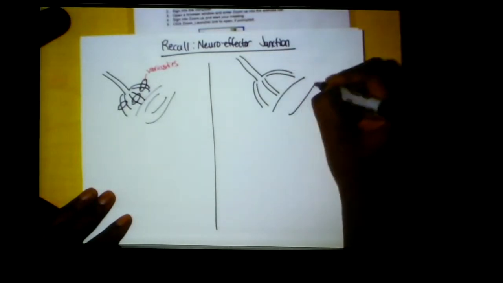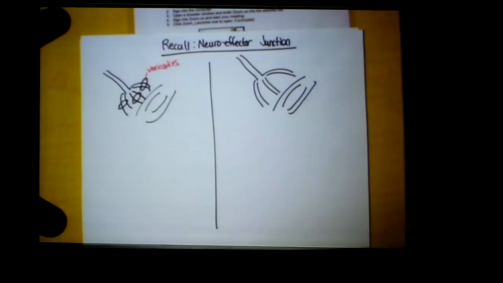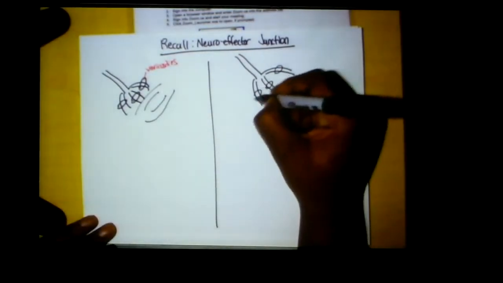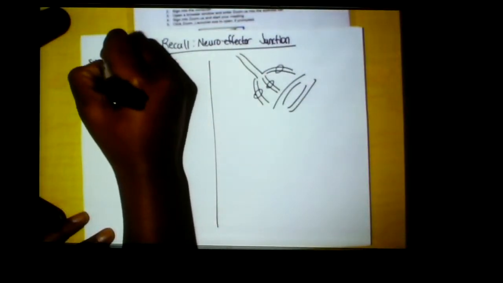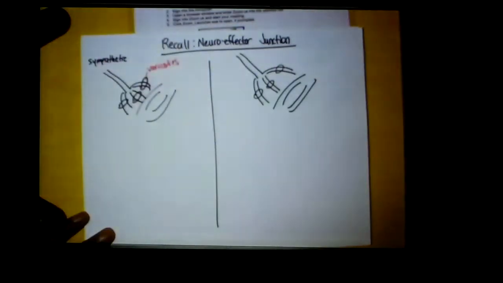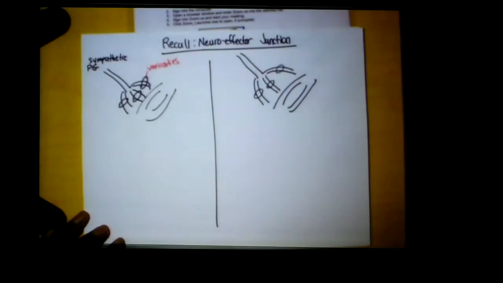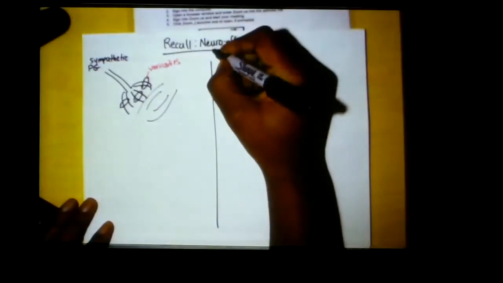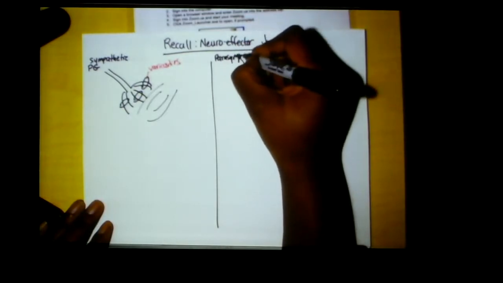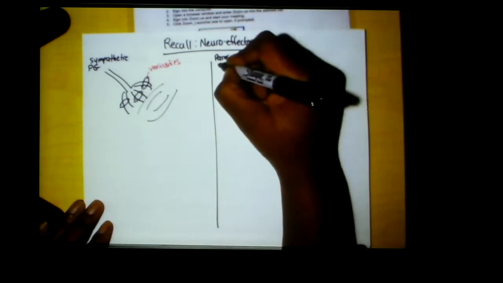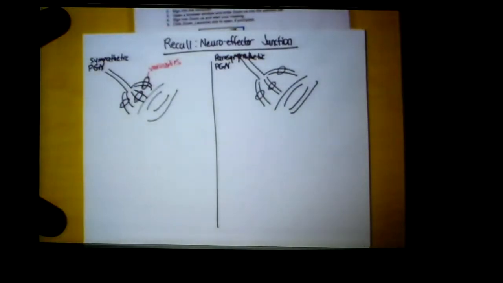Okay, so we have our nerve endings and our effector cell. Now, we also have varicosities here. So this will be the sympathetic postganglionic neuron. I'm just going to put PG here so that you know that it's the postganglionic neuron, so it's that second neuron. And then on this side will be the parasympathetic postganglionic neuron. Okay, let's put PGN.